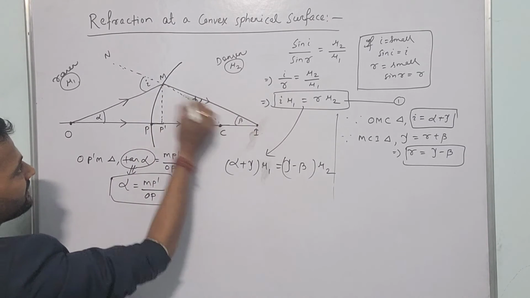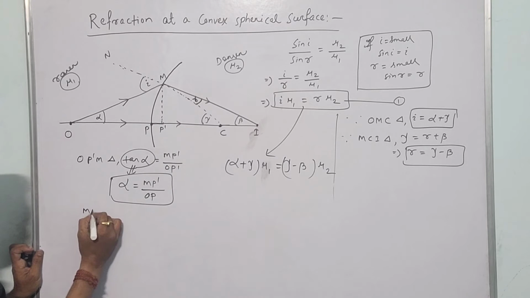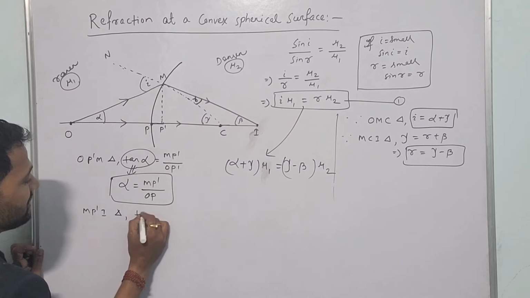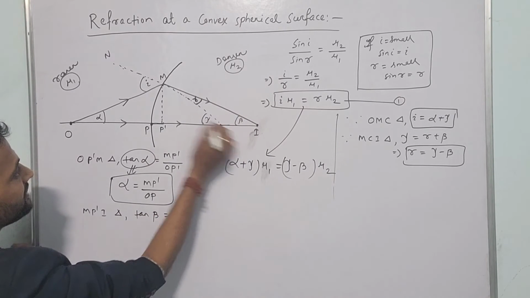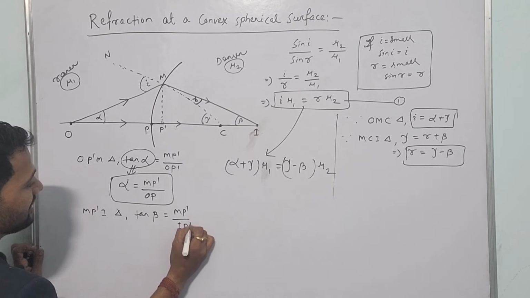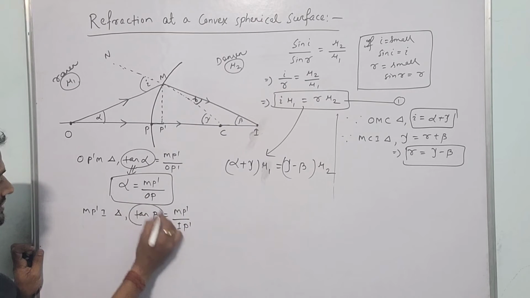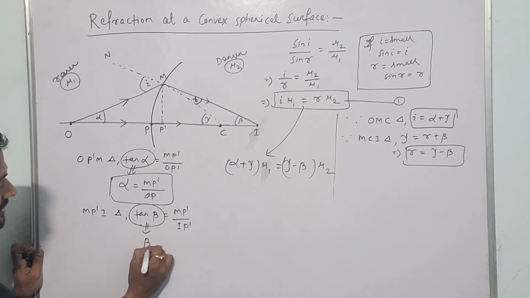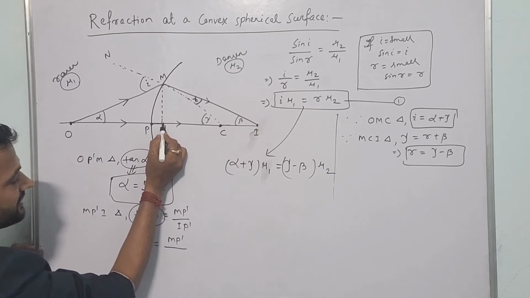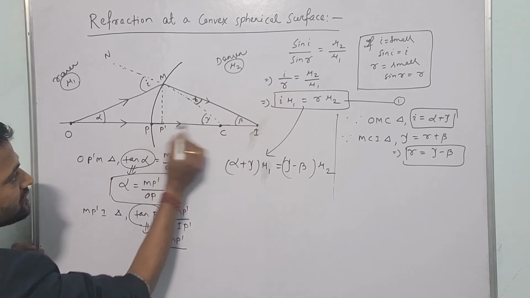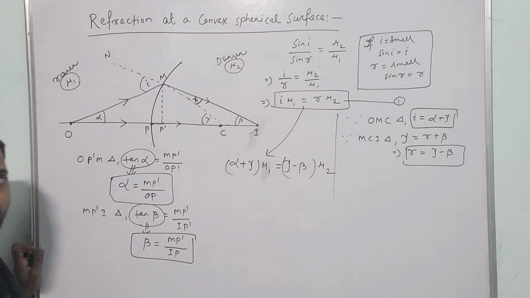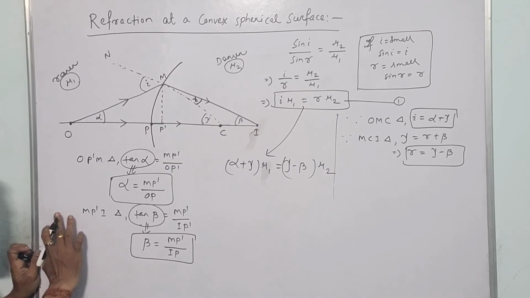Similarly, if I consider this triangle MP dash I, then what is tan beta? Tell me. MP dash upon IP dash. Since beta is small, tan beta will be equal to beta. That means beta will be equal to MP dash upon IP dash. Since P dash is close to P, I can say IP dash will be equal to IP. This is your beta. Is it clear?